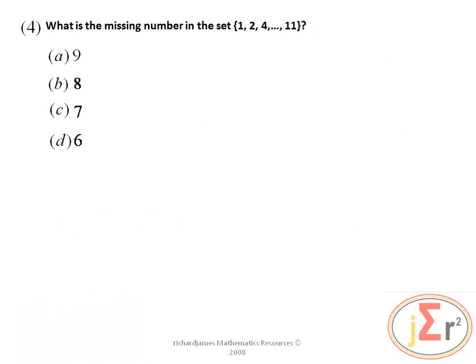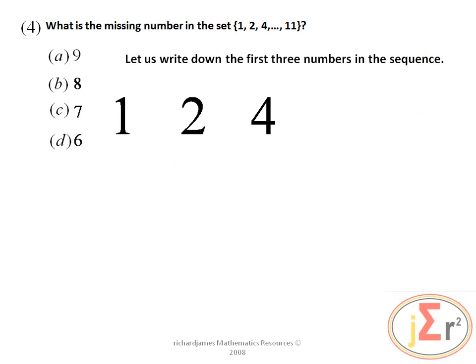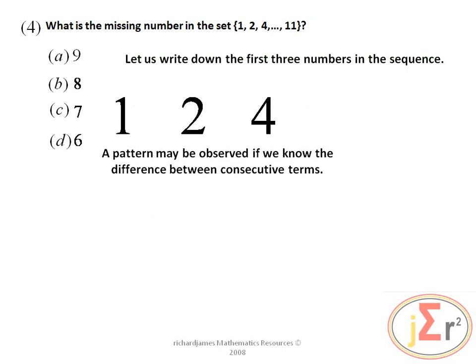Now we are at question number 4. What is the missing number in this set? So we have a set 1, 2, 4. A number is missing, and this set ends with 11. Let us write down the first 3 numbers in the sequence. A pattern may be observed if we know the difference between consecutive terms.